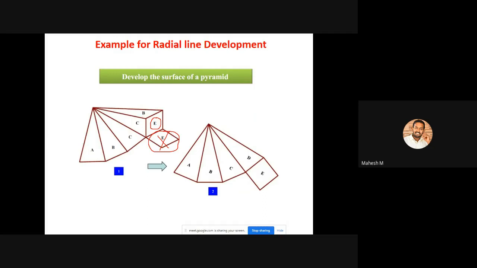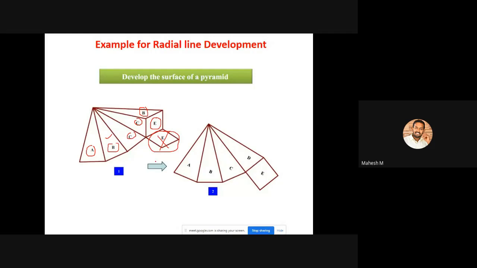Okay, if it is a square pyramid, you will have 4 triangular faces. So A, B, C, and this one is D. Okay, so this one is D. So you'll have 4 triangular faces. Here it is B. So this surface comes at this place.